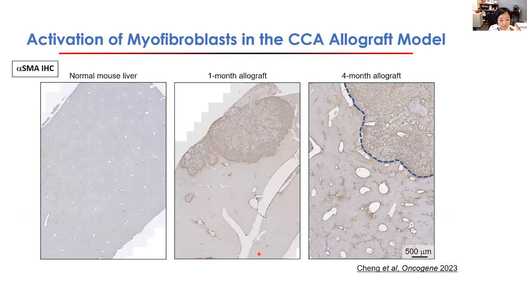At that time I let you pay attention to the changes in the liver. But if you look at the myofibroblasts in the tumor in the 1 month allograft, they are mostly around the tumor edge, the tumor border. At 4 months, you can see that these cells are pretty much everywhere within the tumor mass. So they have already infiltrated into the tumor very efficiently.